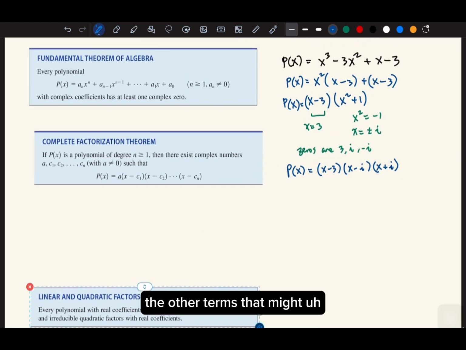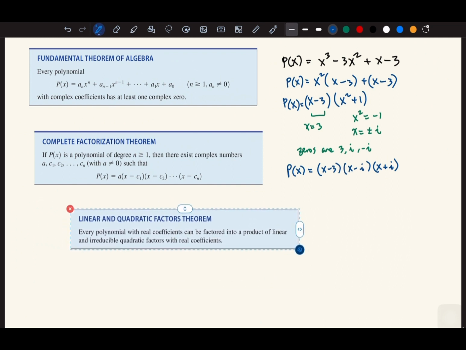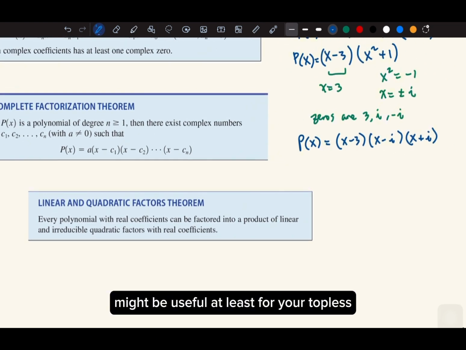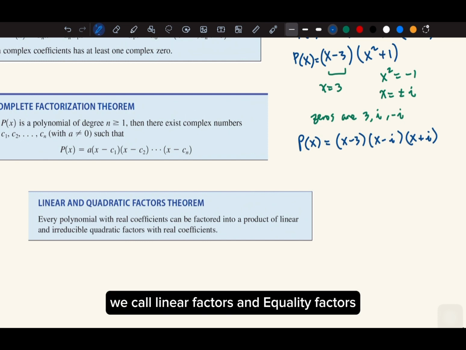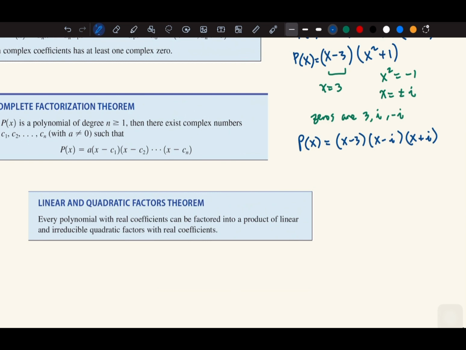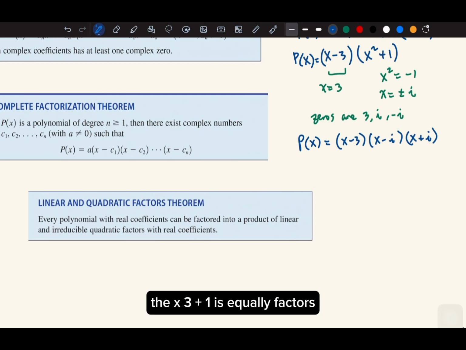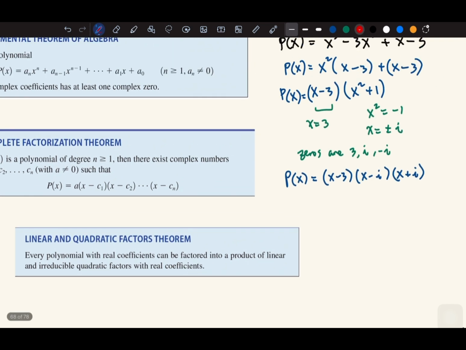The other terms that might be useful, at least for your calculus: there will be what we call linear factors and quadratic factors. This part that we did before, this x minus 3, we call a linear factor. The x squared plus 1 is the quadratic factor. So this will be the linear. This will be the quadratic.